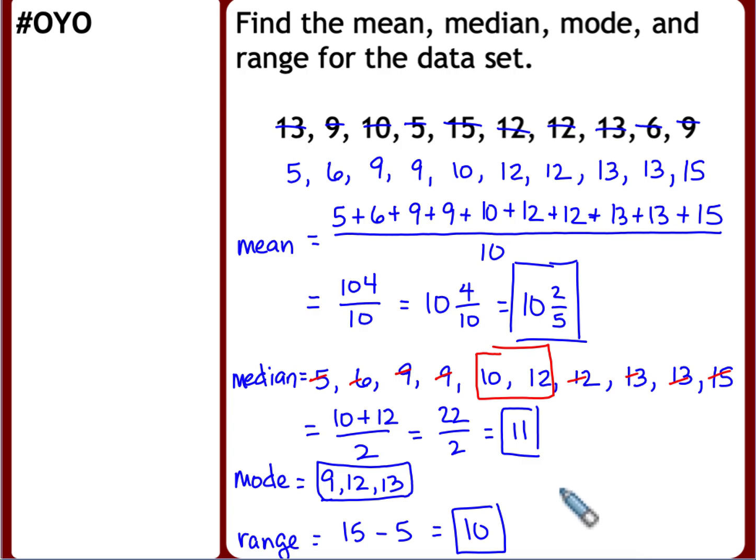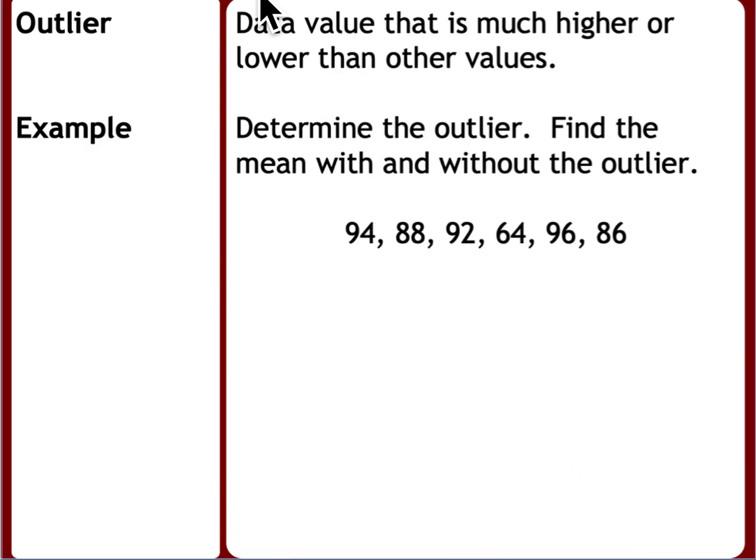All right, the last thing we want to talk about is what's called an outlier. So an outlier is a data value that is much higher or lower than the other values. So it kind of sticks out. It's kind of an anomaly. So let's look at an example here. Determine the outlier, find the mean with and without the outlier.